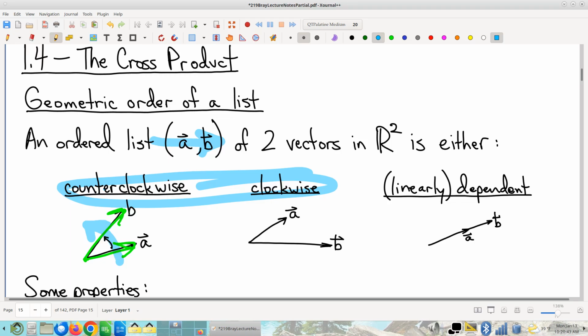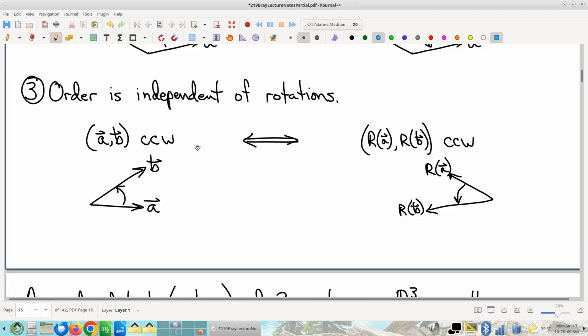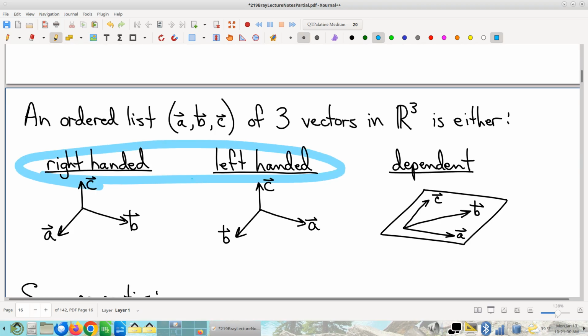Okay, so I claim that there is an analogous thing in 3 dimensions, and we got to talking about what that is, but I didn't get to describing in what ways it is analogous. Right, so here's where we were. We had this idea of right-handed and left-handed, and so a list ABC is either right-handed or left-handed.